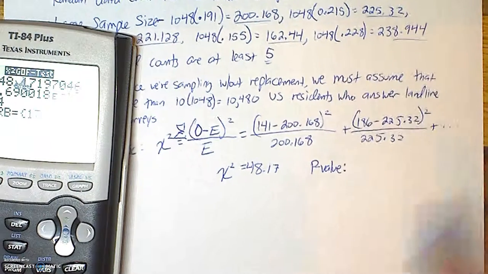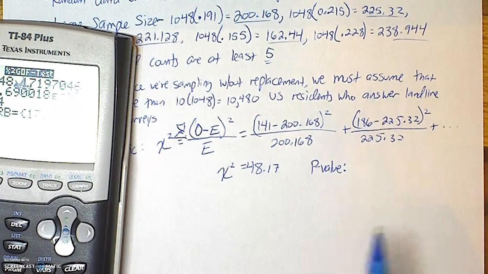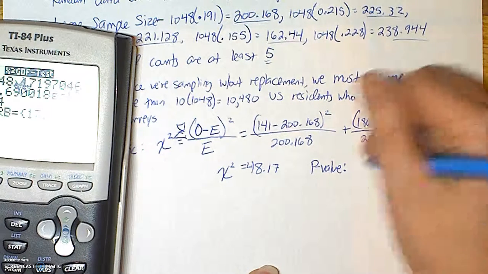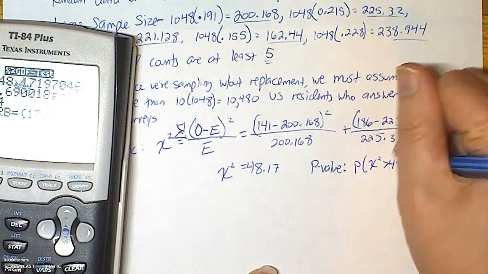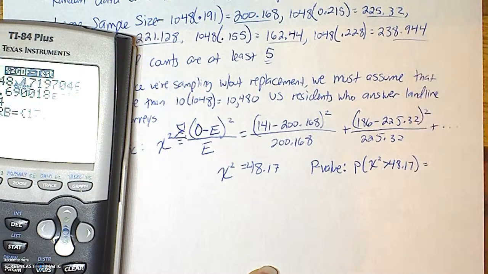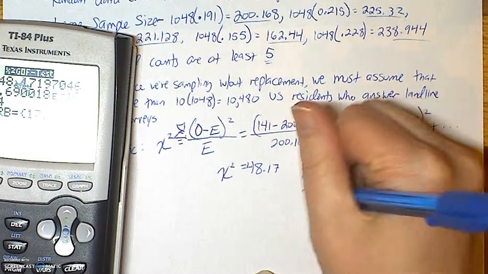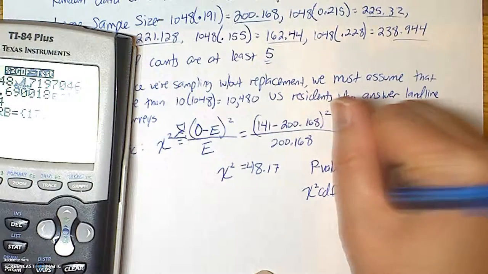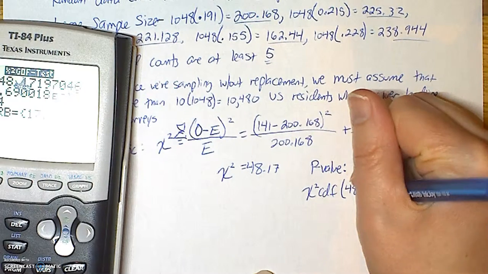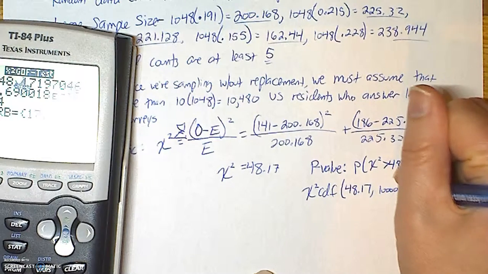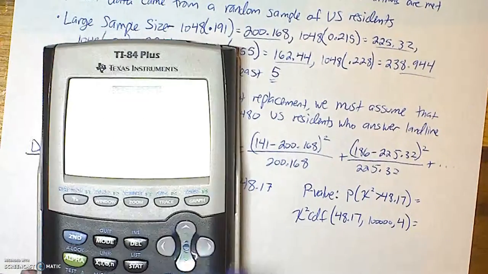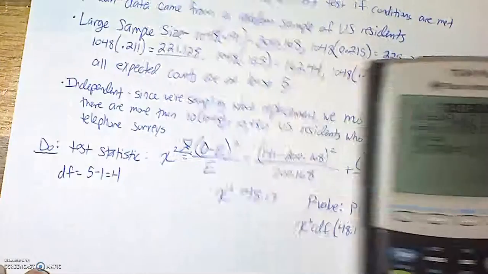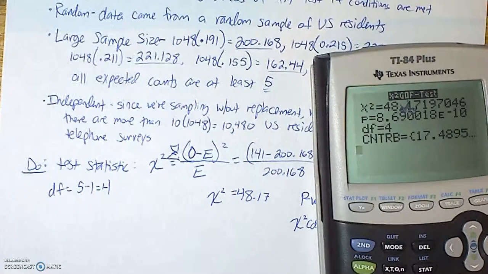But if, for instance, you didn't calculate this in your calculator and you did it all by hand, to get your p-value, we want to know the probability that your chi-square value is greater than 48.17. It's always going to be a greater than since it's a right-tailed distribution, right-skewed, I should say. So there's also a chi-square CDF function in your calculator. Just pick some really, really big number. Use your degrees of freedom. And looking at this, it says my p-value is 8.6.